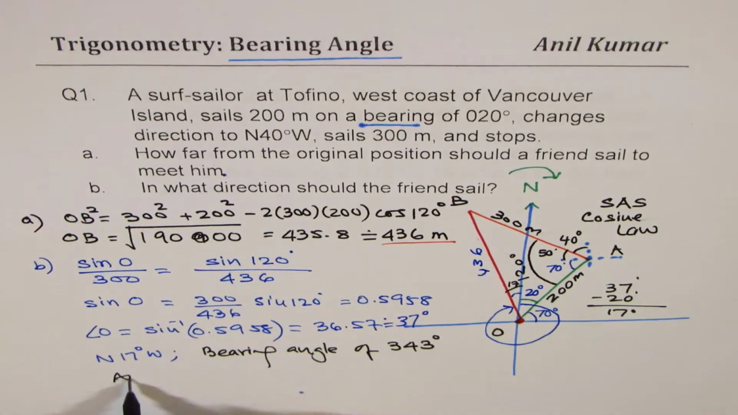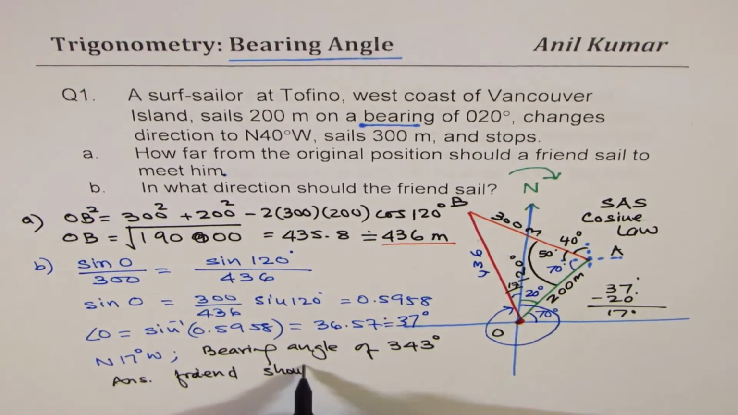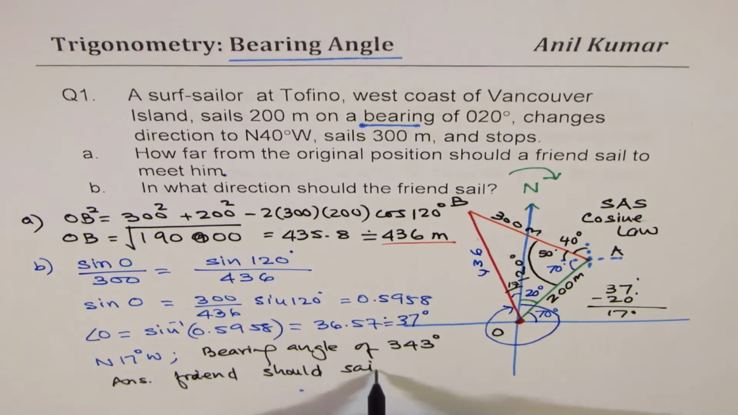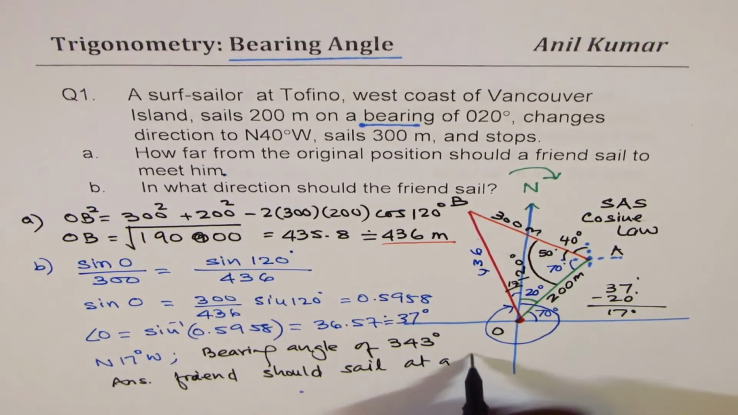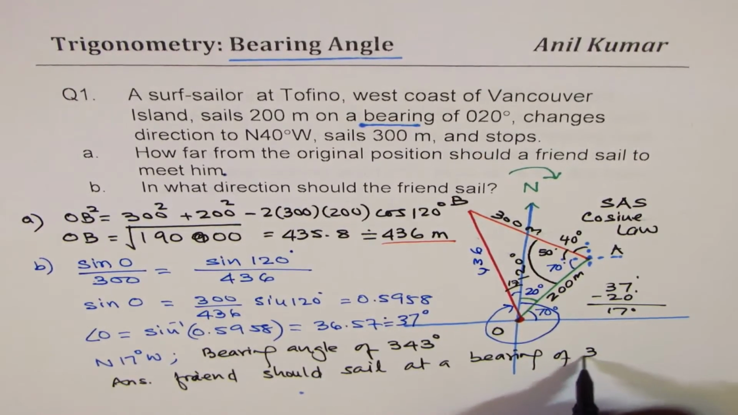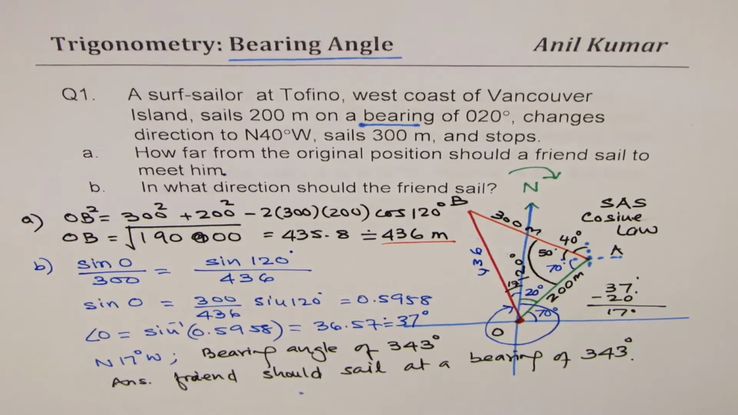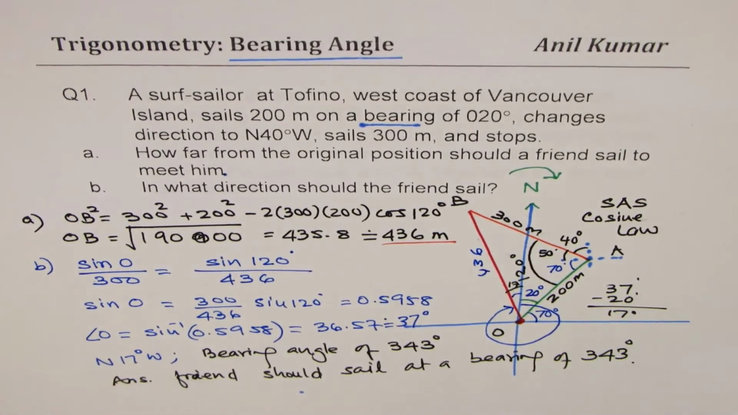So the answer is, friend should sail at a bearing of 343 degrees. We are rounding to whole numbers, right? So that is how it can be done. Now let us see the next question based on bearing angles.